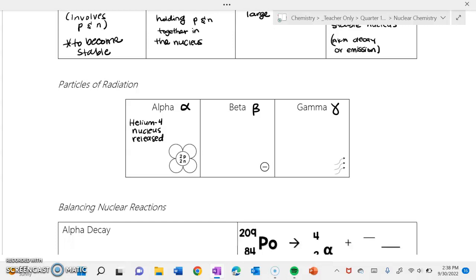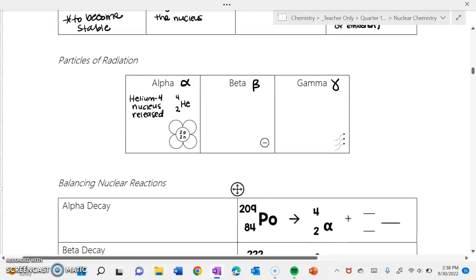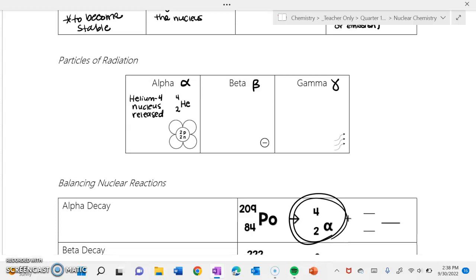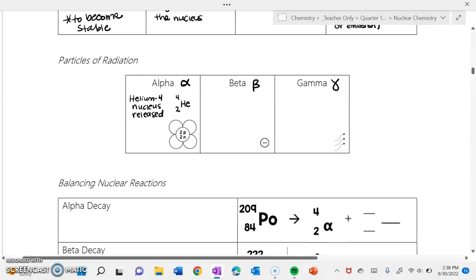So it's our helium-4 nucleus. It's made of 2 protons and 2 neutrons. And its nuclear symbol is going to be represented with helium, mass of 4, protons 2. You could also use the alpha symbol instead of helium interchangeably, like you'll see in the example here, but we will look at that in part 2 of this video.